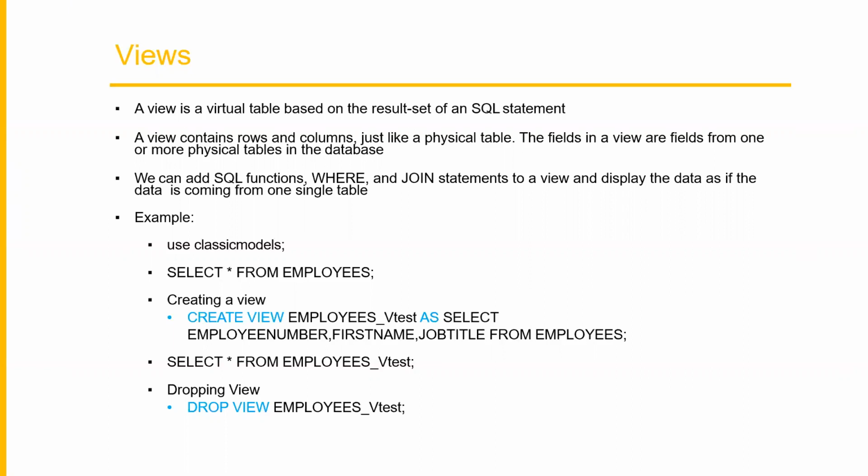Then in that case, what we can do is create a view on that table with some specific columns, excluding the confidential information. Then we can provide that view name to the user so that he can access that view. That view has only the columns with non-confidential information, so that the user can access only those columns. So that is the main purpose of a view.